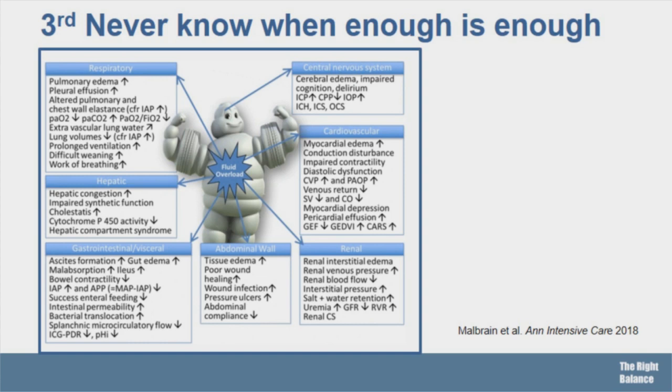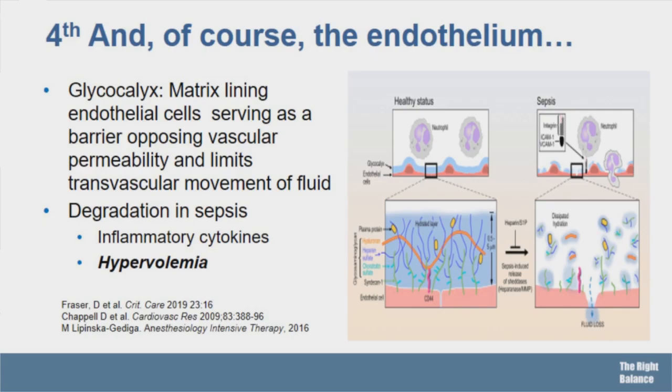And this is a beautiful diagram from Manu Malbrain. It was published in 2018, where we just didn't know when enough is enough, and we were causing all sorts of sequelae across all the organs because of over-aggressive fluid resuscitation, because we were resuscitating solely to blood pressure or to heart rate and blood pressure, or maybe even to heart rate, blood pressure, and base deficit, but not actually evaluating whether or not the ventricles were efficient.